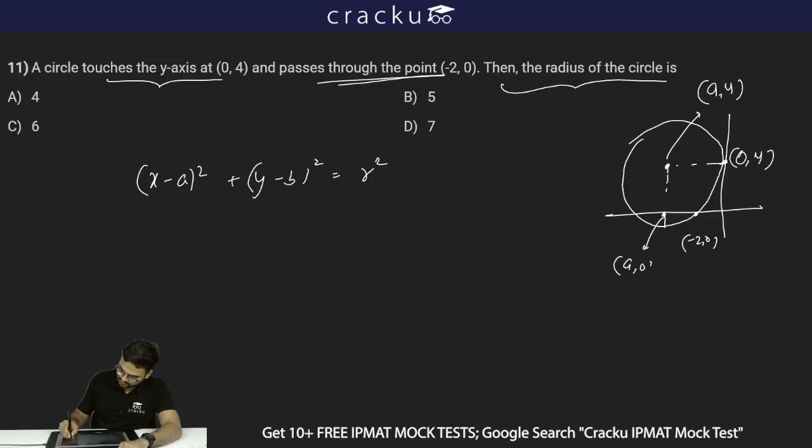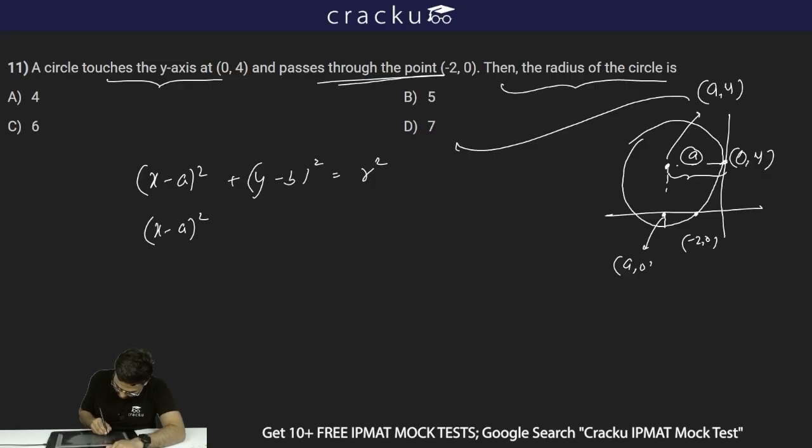So if I substitute the value, the center is a, 4 and radius will be what? Radius will be a as well. The radius will be a units as well. Why? Because this distance is basically the radius and this is equal to a. So I can write this as (x minus a) whole square plus (y minus 4) whole square is equal to a square, because the center is a, 4 and the radius is a.